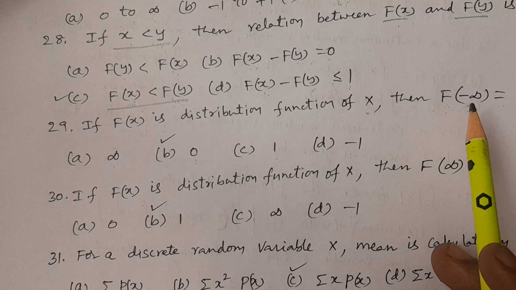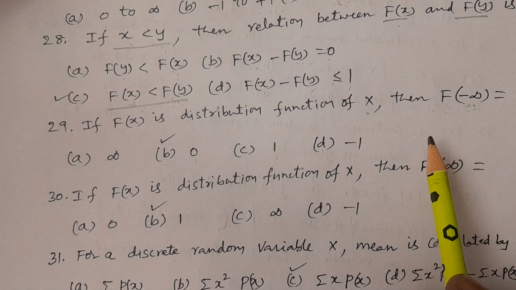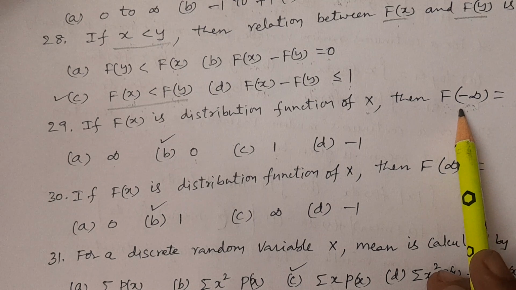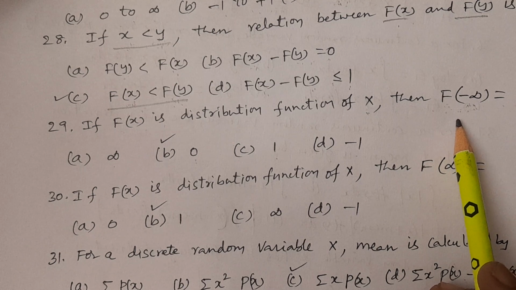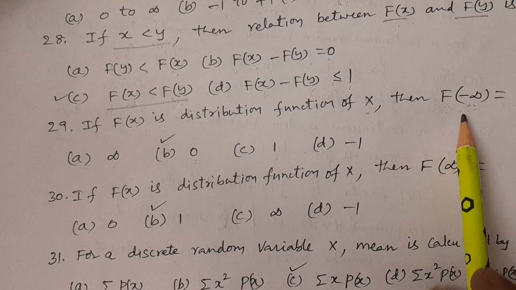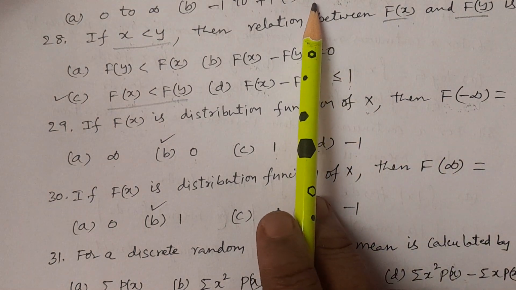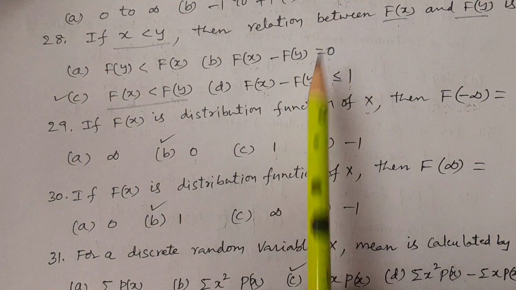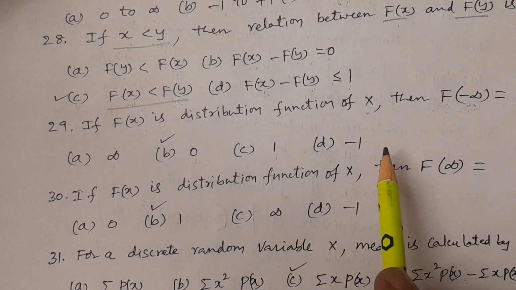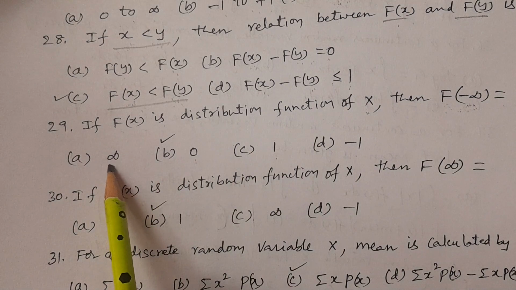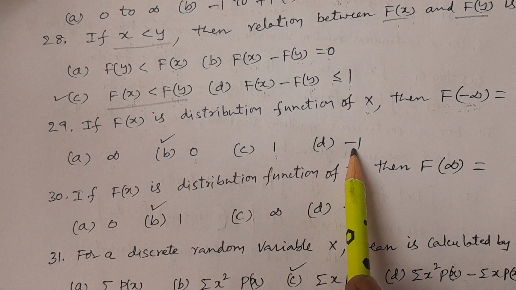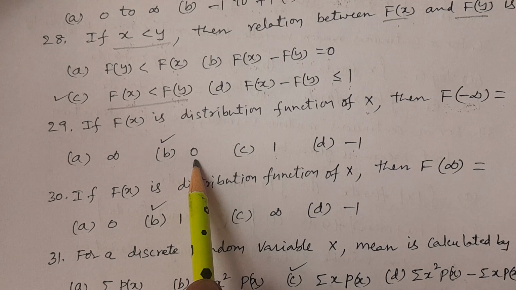Meeku rendu values ikkada, lower limit minus infinity, upper limit infinity anukunte, general limits kada avi. F of minus infinity, distribution function lower limit 0. F of infinity, distribution function maximum limit, maximum value 1. These are the limits of the distribution function, we studied 0 to 1 in an earlier question. So F of minus infinity is 0. The answer is 0, that is option B.